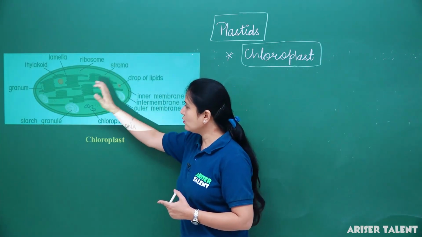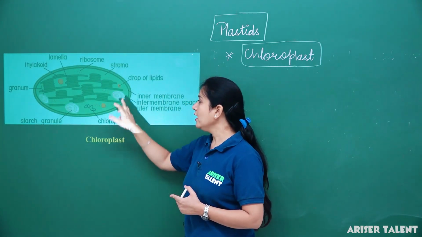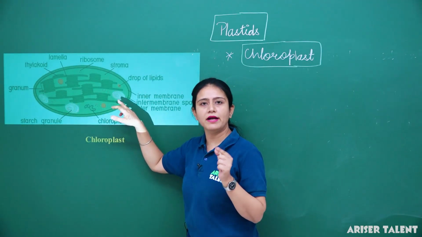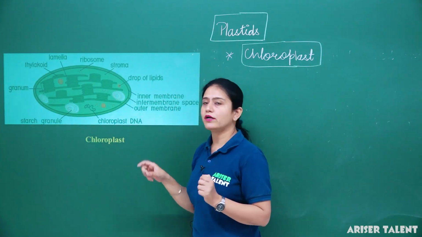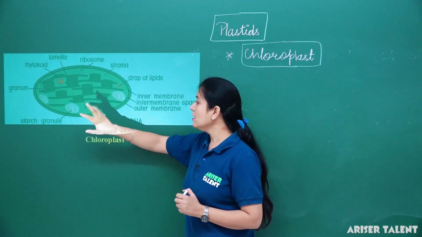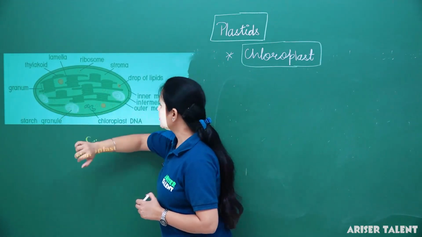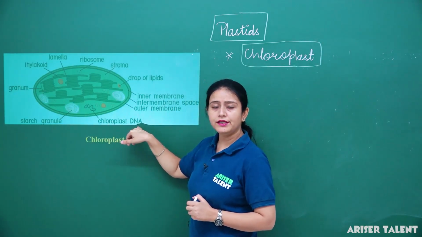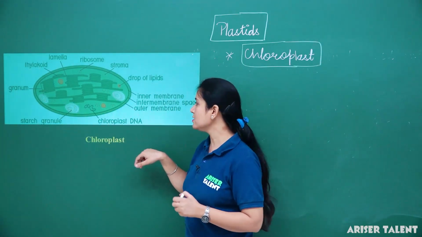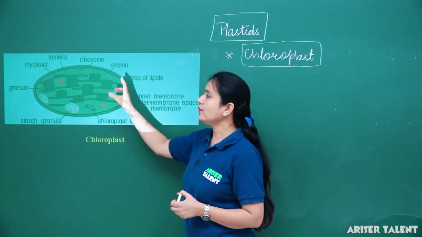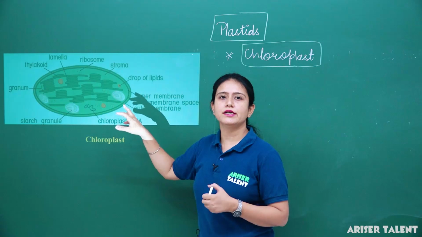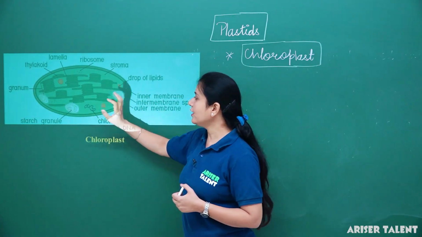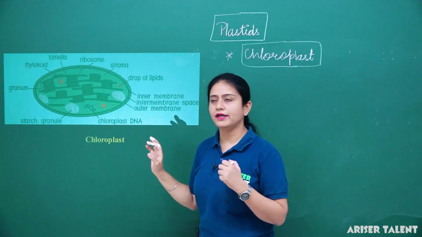As we go inside, we can find a liquid that is known as matrix or stroma. You can see here, it contains water, lipids, proteins. Here is the DNA. Double helical DNA is present, and beside it ribosomes are present. So the liquid present inside the chloroplast contains protein, lipids, DNA, ribosomes, RNA, etc.